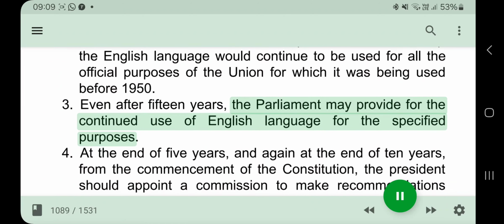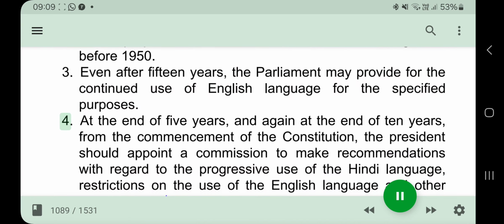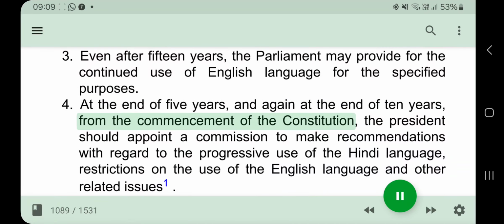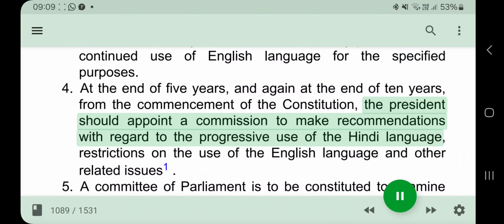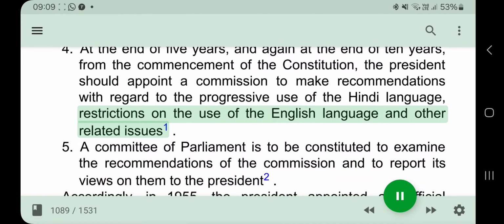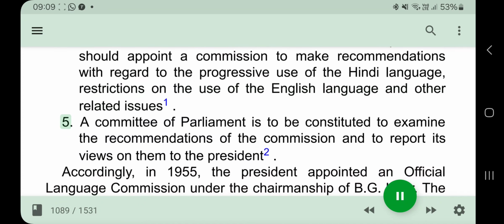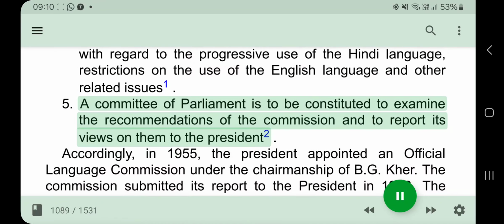4. At the end of 5 years, and again at the end of 10 years, from the commencement of the Constitution, the President should appoint a commission to make recommendations with regard to the progressive use of the Hindi language, restrictions on the use of the English language, and other related issues. 5. A committee of Parliament is to be constituted to examine the recommendations of the Commission and to report its views on them to the President too.